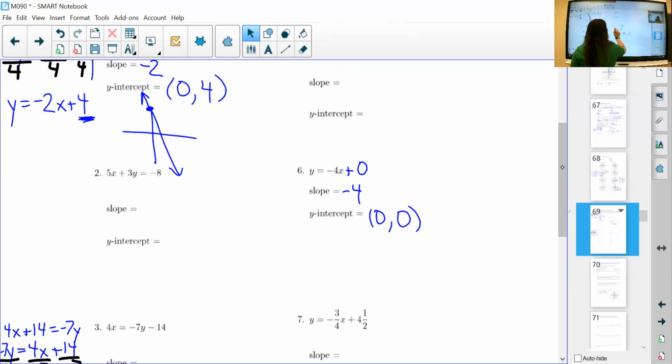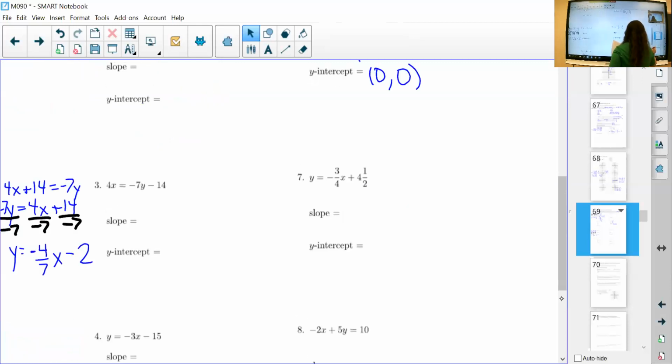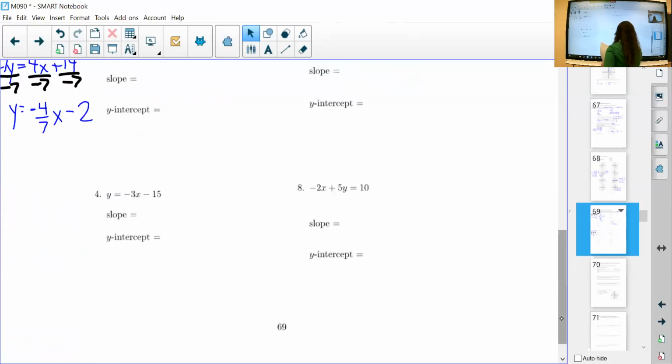So here I didn't have to convert to slope-intercept form exactly, but by adding a +0, that helped me. And sometimes if I have something like y equals, I don't think I have an example like it on this page, but y equals 3, I can rewrite that too. I could say y equals 0x plus 3. There's my slope, 0. So sometimes adding a 0x can be useful.